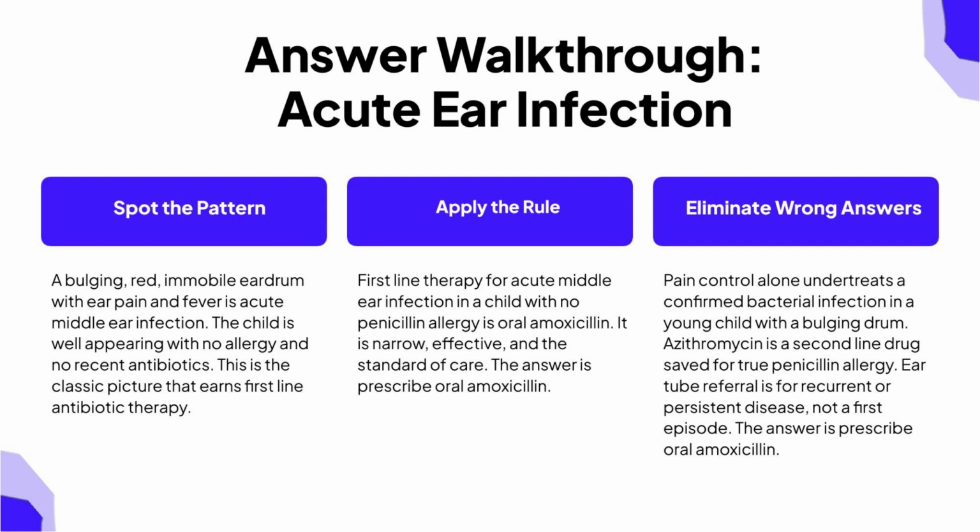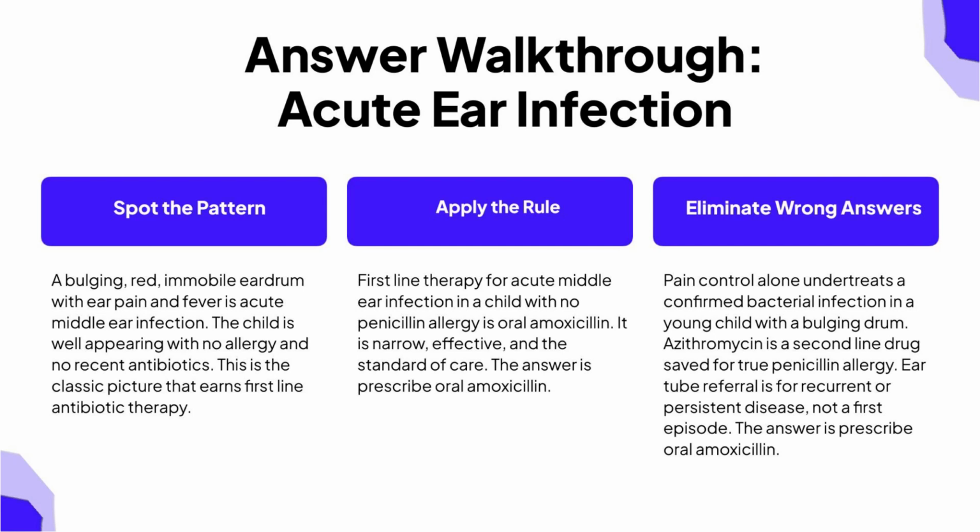Next, apply the rule. This is the bacterial picture that actually earns an antibiotic, and the first-line therapy for a child with no penicillin allergy is oral amoxicillin. It is narrow, effective, and the standard of care, so option B is correct.